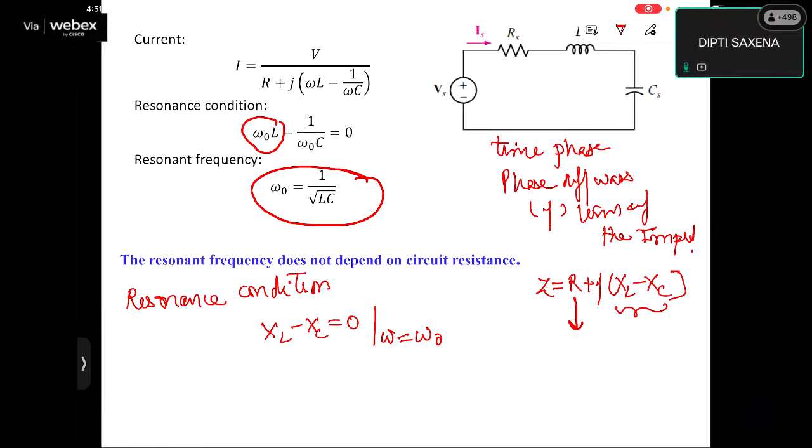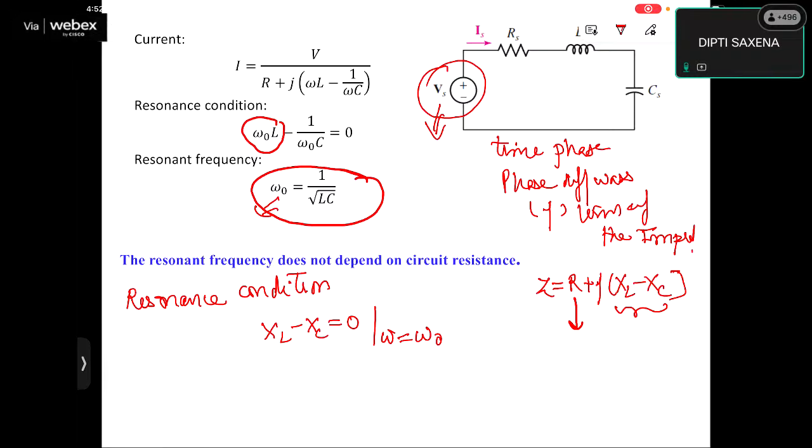What does it mean? It means that when the driving frequency of the source Vs equal to Vm sine omega t becomes equal to the natural frequency of the circuit, which is 1 upon under root LC, the system resonates, and omega 0 is called the resonant frequency of the system. Now see one interesting thing: the resonant frequency only depends upon the energy storing elements of the system. It does not depend upon the resistance R.